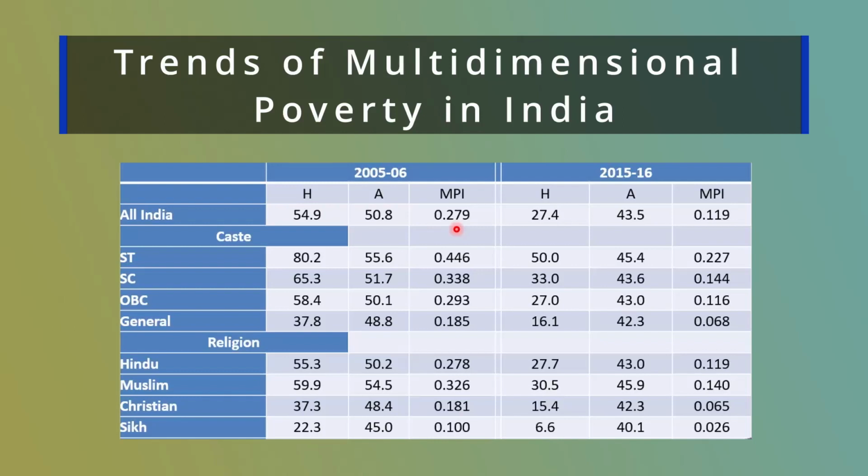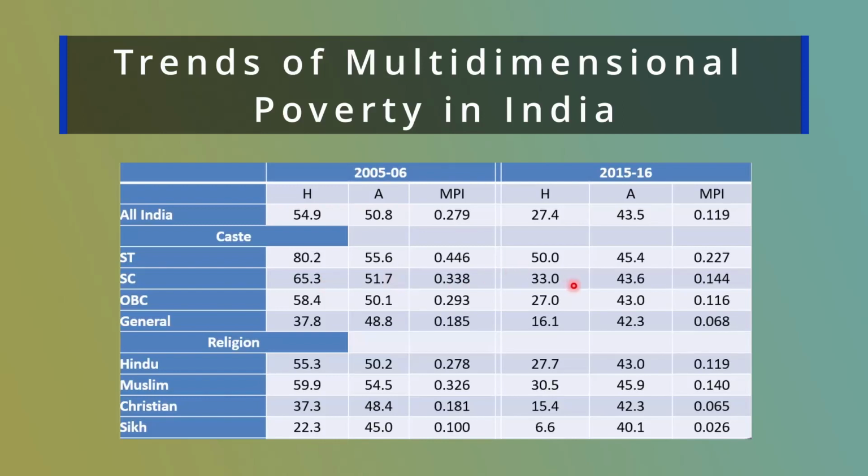Now, if you consider the status of multidimensional poverty across social castes, then here we noticed that in 2005-6, as many as 80.2% ST people were multidimensionally poor. The figure is quite surprising. 80.2% ST people were multidimensionally poor in 2005-6, which decreased to 50% in 2015-16. That is almost half of the people, 50% people were multidimensionally poor in 2015-16 in our country.